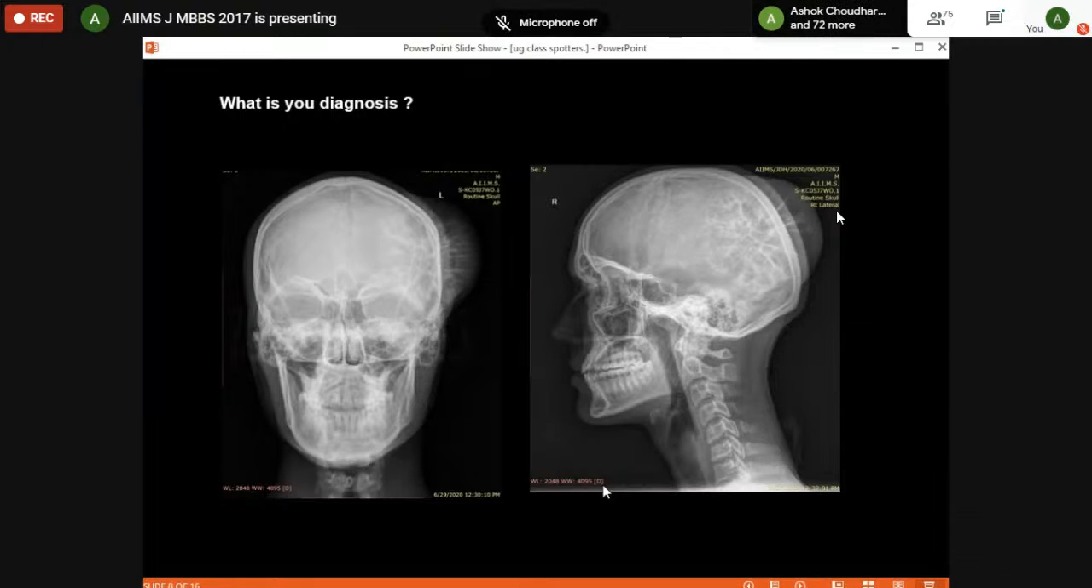Just try to write the finding. The finding is also enough. I'll just point towards the site. So this is the area where you can see there's some kind of scalp swelling. The patient came with the complaint of scalp swelling. So you can see there is some scalp swelling. There are some bony spicules radiating from here.